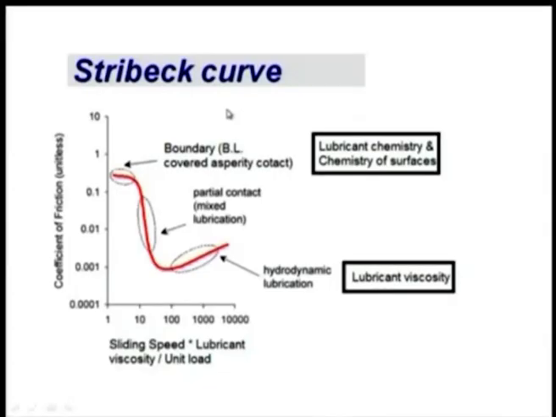The Stribeck curve is basically a curve between the coefficient of friction and a bearing number. Bearing number can be defined as the relative sliding velocity times the lubricant viscosity per unit load. Unit load means the applied load divided by the projected area. When we plot the coefficient of friction against the bearing number, we get different domains, different regimes of lubrication.